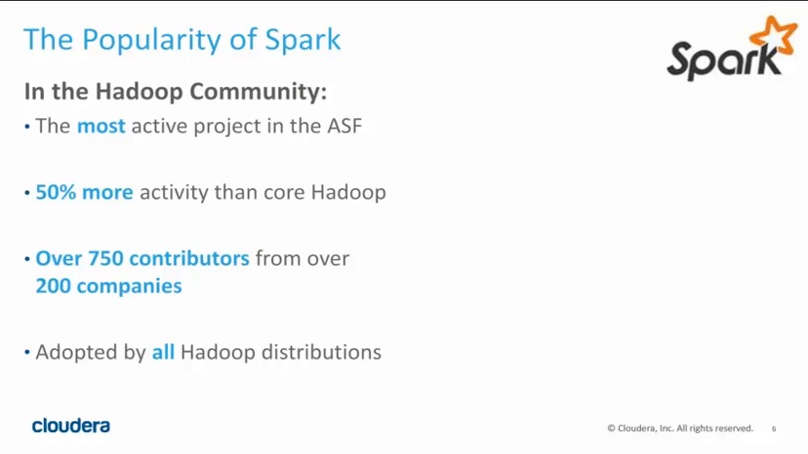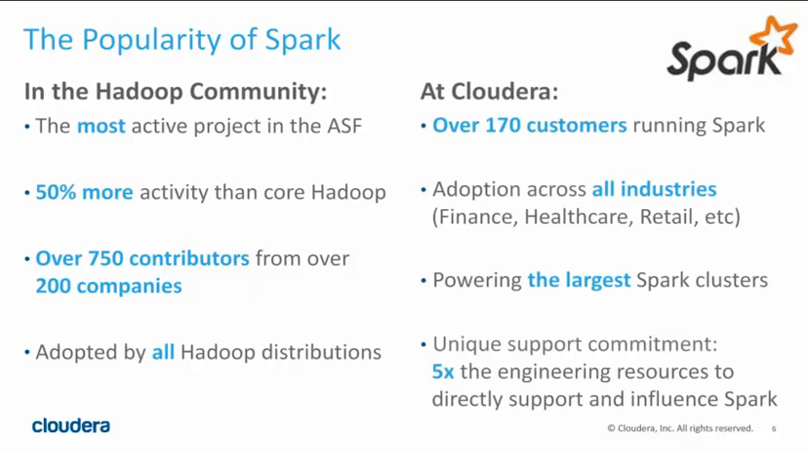So the popularity of Spark. It is, at this point, the most active project in the Apache ecosystem. On this slide, I've written 750 contributors, but I recently found out at the most recent Spark Summit that Spark has received contributions from over 1,000 contributors. And these are contributors from various organizations across the globe. At this point, it is adopted by all the major Hadoop and big data vendors as well.